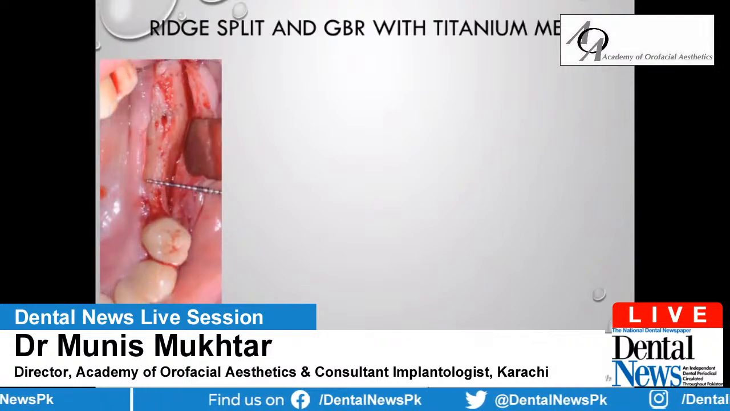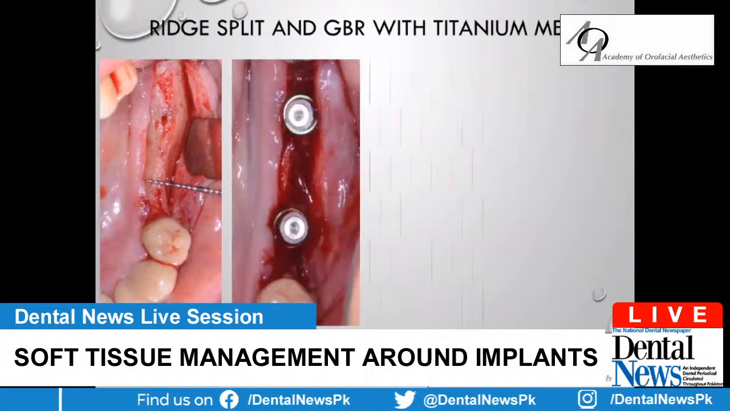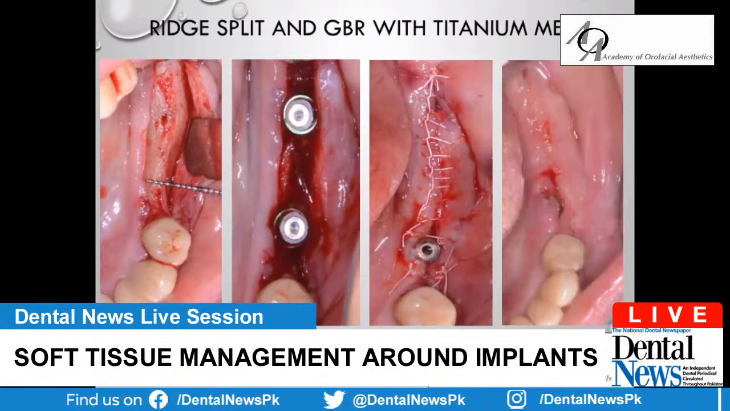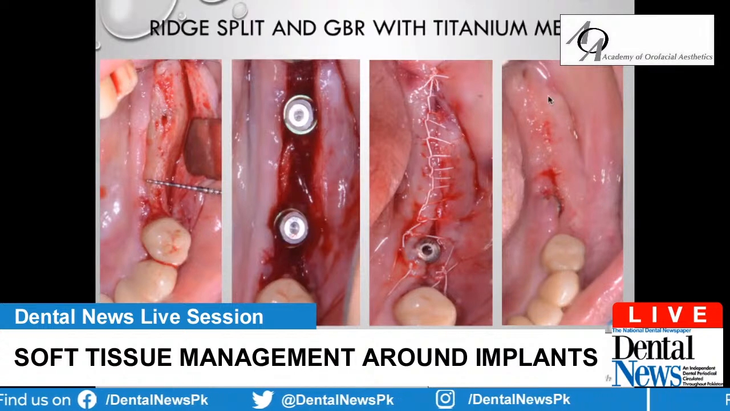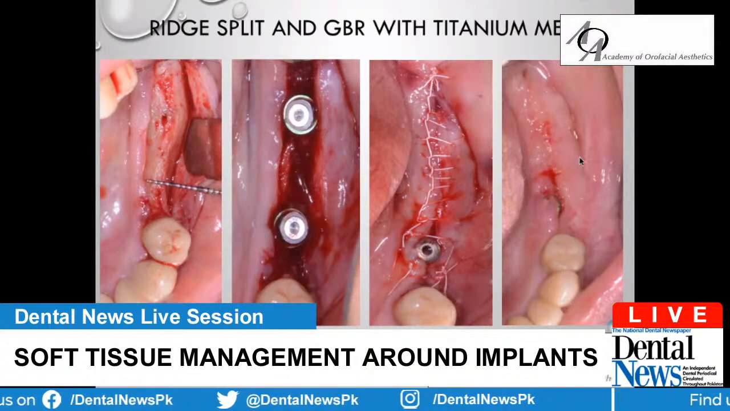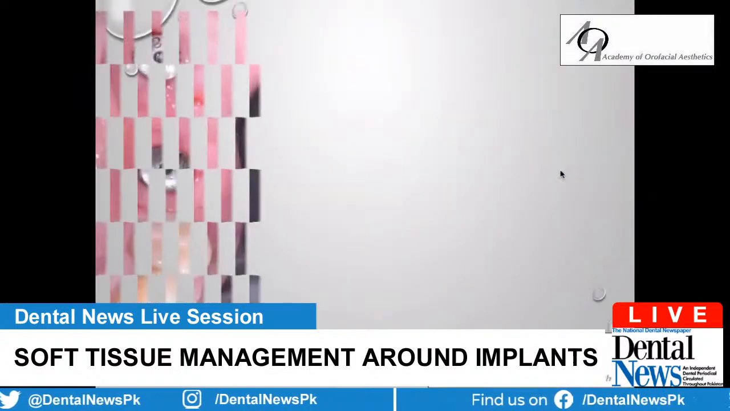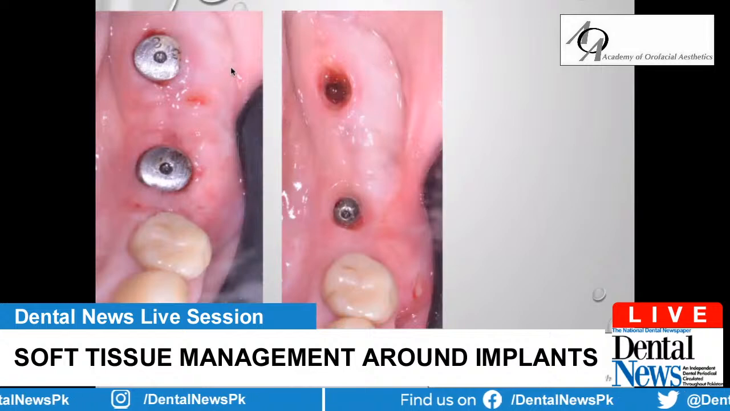That was thin tissue as well, so we planned for ridge split and GBR with titanium mesh. We placed the implant simultaneously. This is what we achieved 4 weeks after the placement of the implant. You have a good amount of soft tissue, and your implants are placed. This is what we achieved in the second stage.